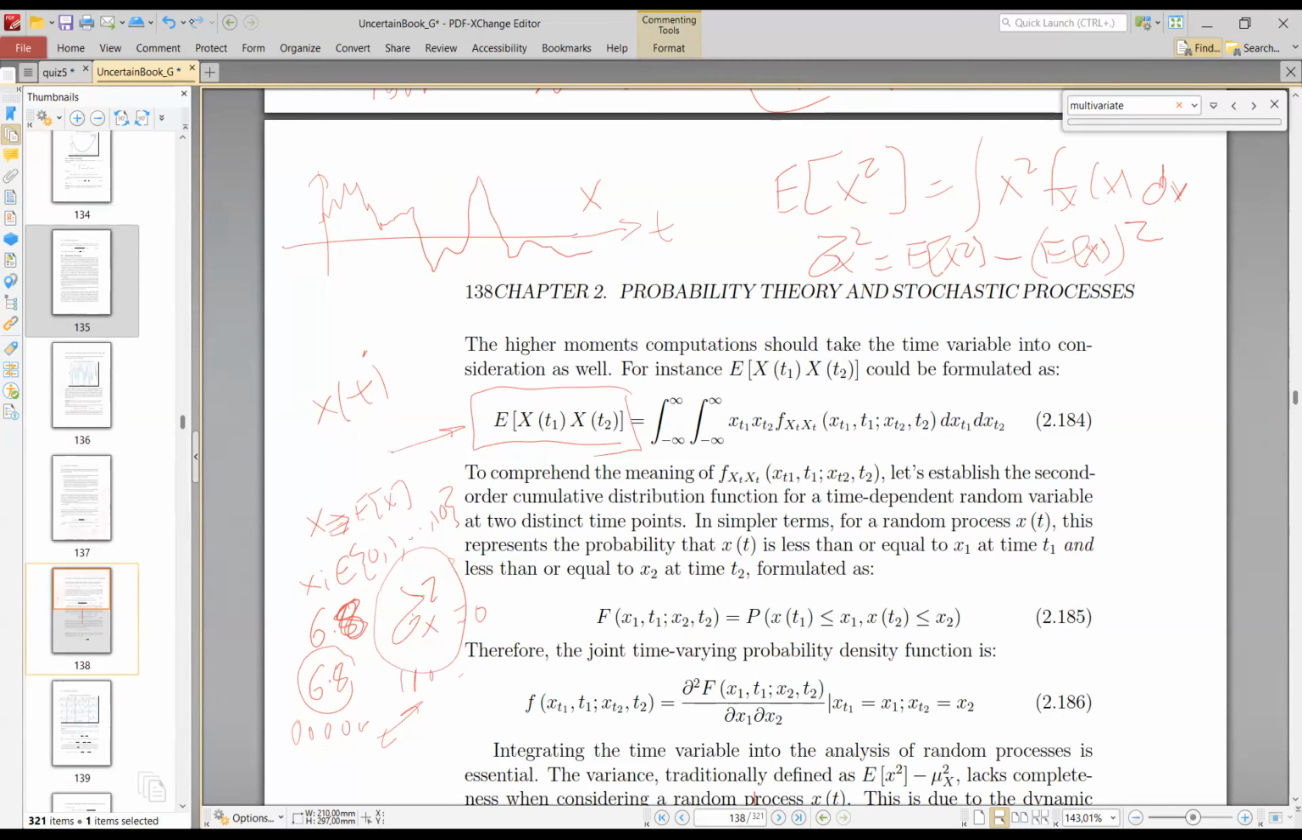Now let us talk about random process. In random process, this autocorrelation does a very similar task as the variance does in the random variable domain. Here we take the expectation of x(t1) and x(t2). This will be the integration from minus infinity to infinity. This is the general form: x at t1, x at t2, and then we have the joint distribution of this signal between x1 and x2 at t1 and at t2.